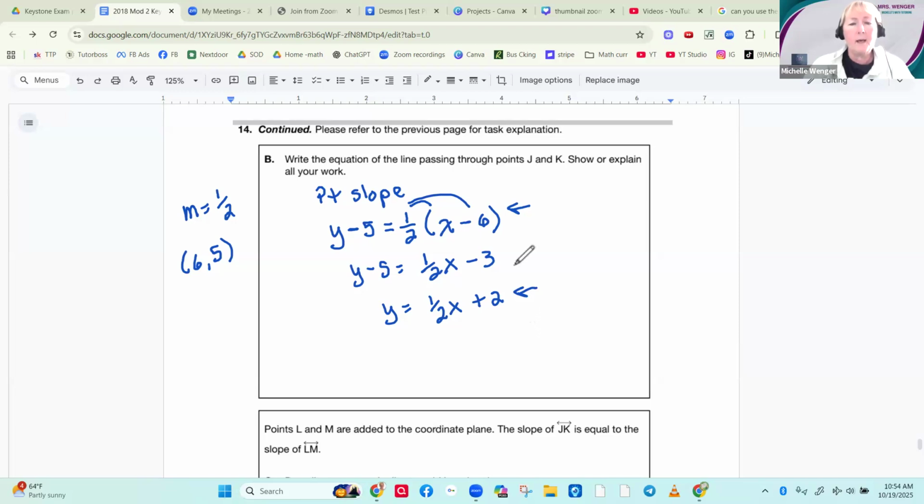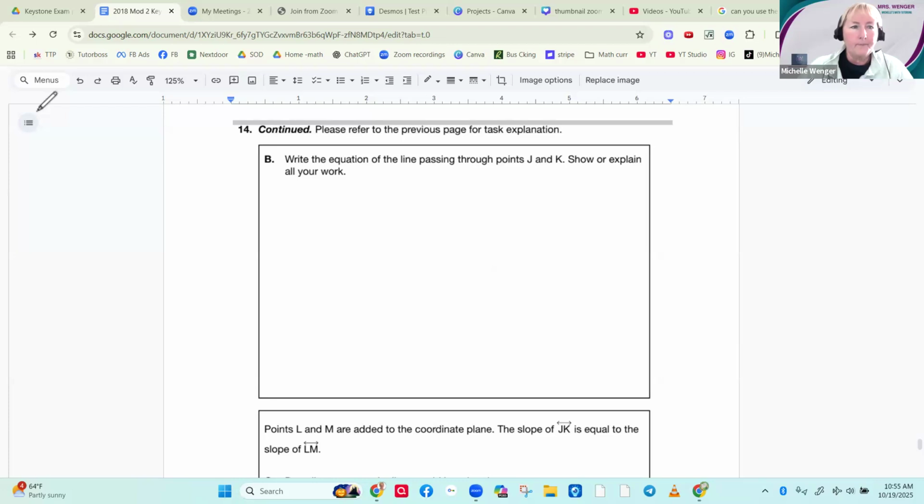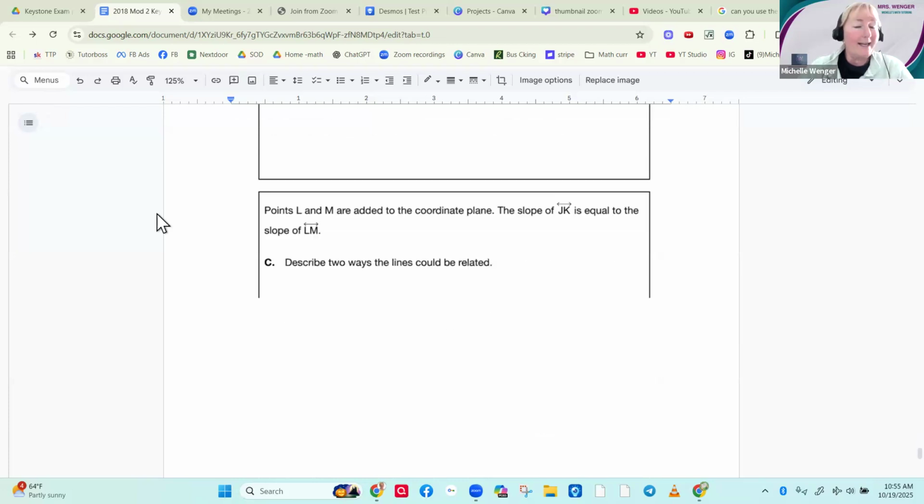Okay. Now looking at this, it is still part B, scrolling down. It says points L and M are added to the coordinate plane. It also tells you that the slope of JK, that picture that you were shown, is equal to the slope of LM. And they're asking you to describe 2 ways the lines would be related. Okay, so we know the slope of JK is 1/2. They tell you that the slopes are the same. That means this equals 1/2. What do you know when the slopes are the same?